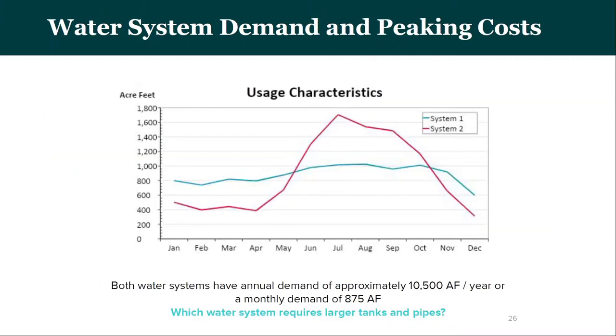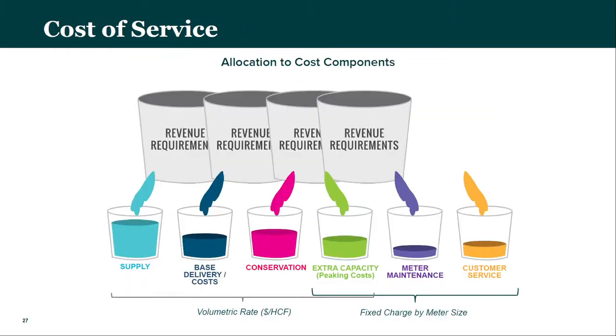And then this chart simply shows you two different systems. One system is in blue there. The water use throughout the year doesn't go up a lot, but this red system, their water use doubles in the summer. So that system is going to need bigger tanks and bigger pipes and bigger pumps. So there would be more peaking costs in that system.